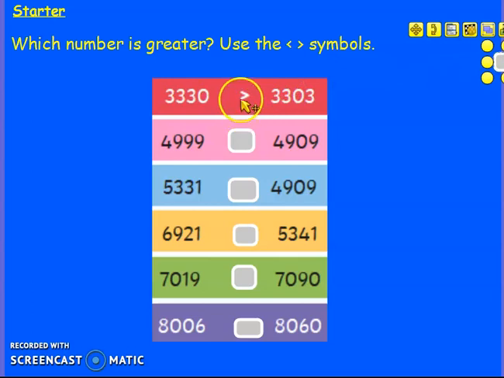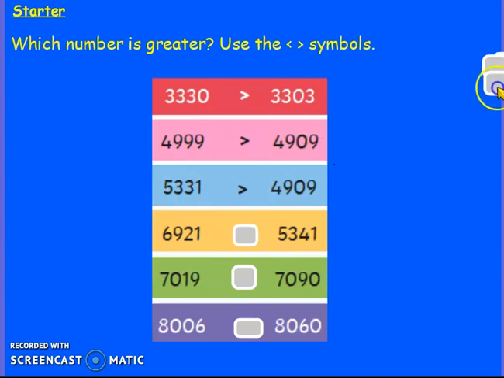3,330 is greater than 3,303. 4,999 is greater than 4,909. 5,331 is greater than 4,909. Could you read the next ones with me? Let's go. 6,921 is greater than 5,341.